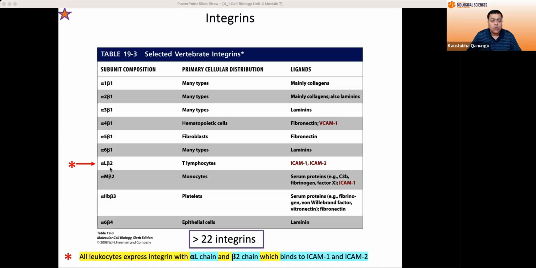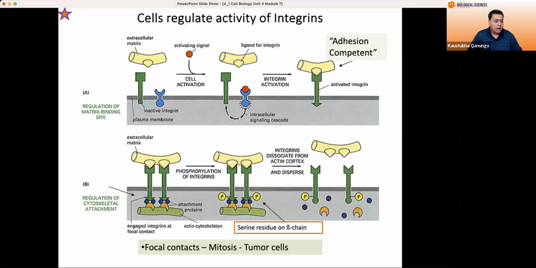And if you do not have this beta 2 chain functional on the leukocytes, or the white blood cells essential for immune support, they are not going to move into the tissue space, and probably that person will be immunocompromised or suffer from some kind of genetic immunodeficiency. Any mutation of these alpha L or beta 2 chains on the leukocyte can lead to some kind of immunocompromisation or genetic immunodeficiency. All right.